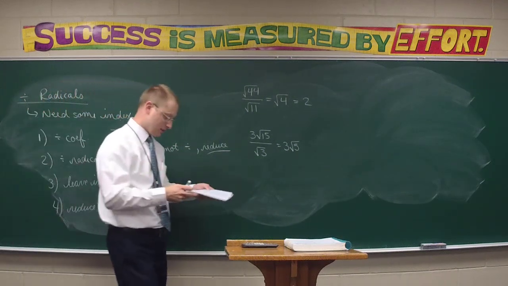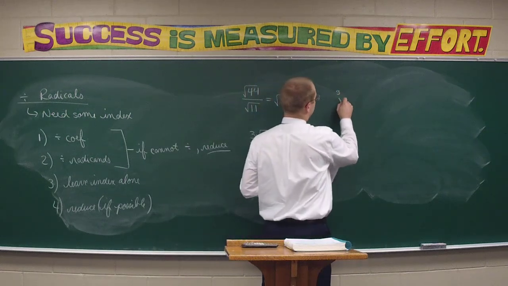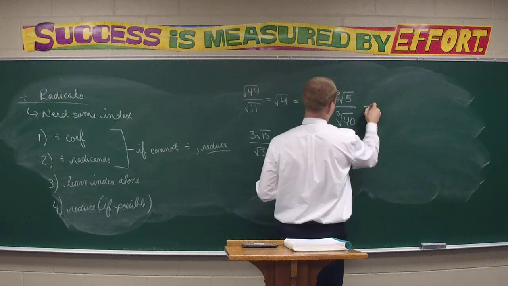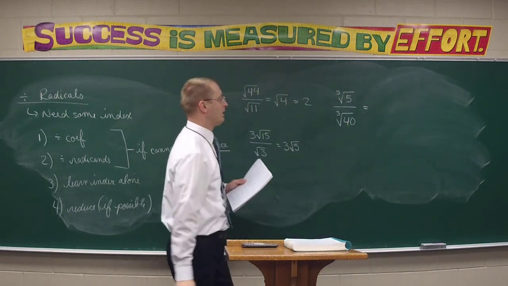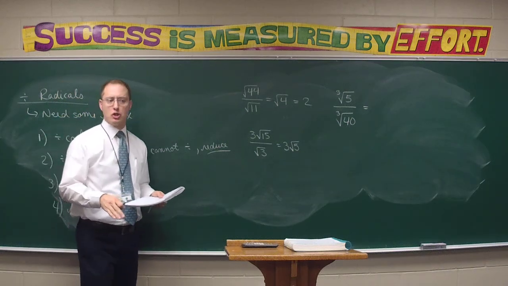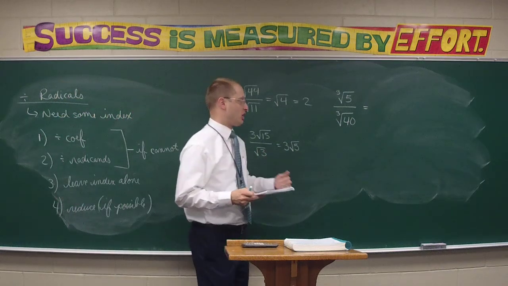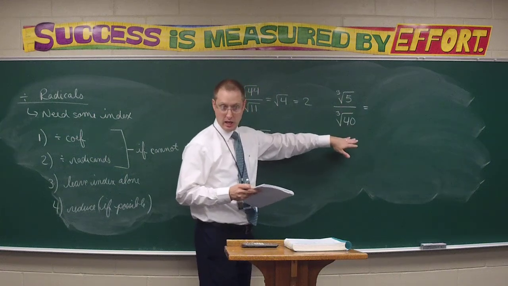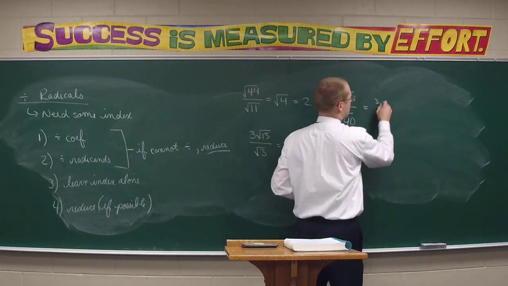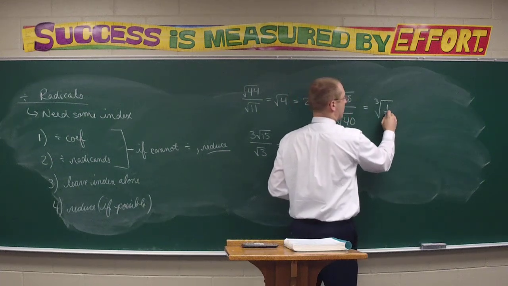Got this? Okay, good. Write this one down. Cube root of 5 divided by the cube root of 40. Wait a second. Can we divide 5 by 40? So I'm going to imagine this as a fraction, 5/40. And I'm going to reduce 5/40, class, to get the cube root of 1/8.